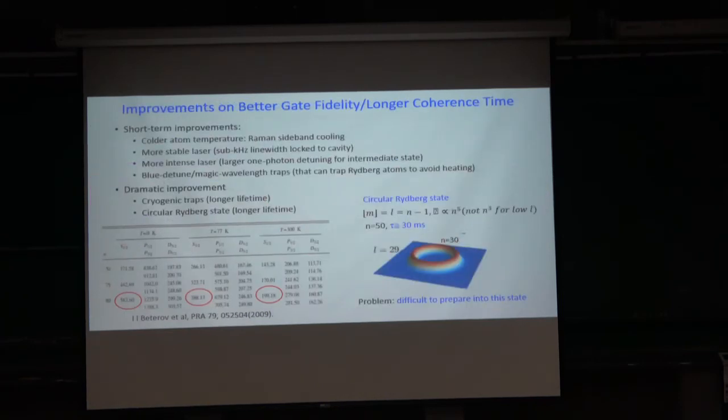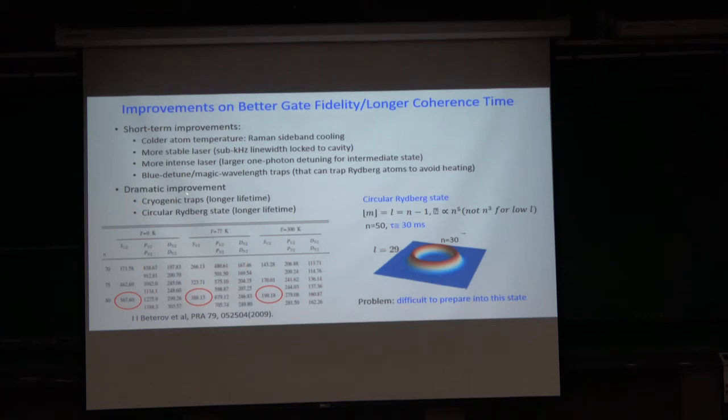And to be honest, these are still not enough. So you can imagine that in the short term, people will make even colder temperatures using some more sophisticated laser cooling schemes. And then people can make more stable lasers and use even more intense lasers such that you can choose a larger one-photon detuning to minimize the intermediate state spontaneous decay.